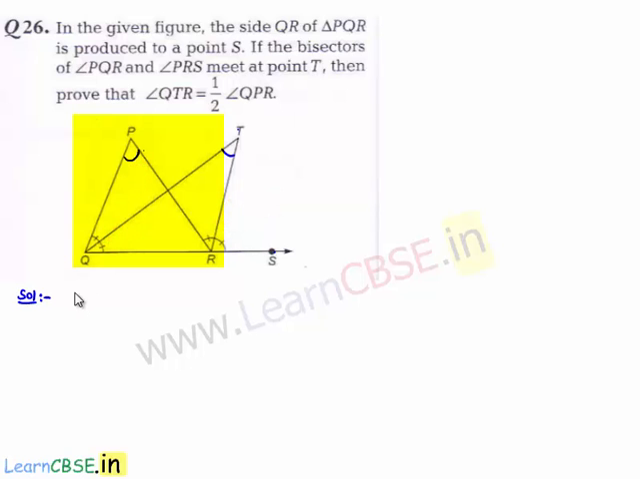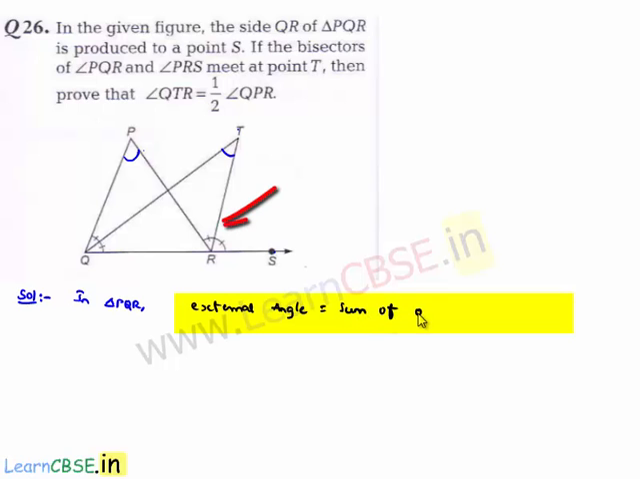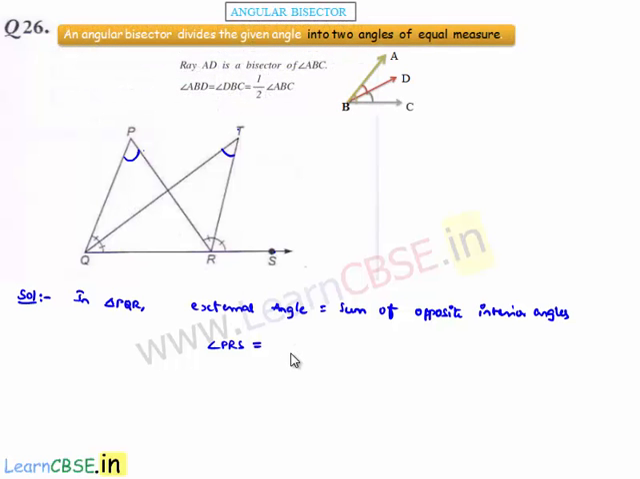Now in solution, let us consider triangle PQR. We know that in any triangle, the exterior angle is equal to the sum of the two opposite interior angles. Therefore here we can say that the exterior angle, which is nothing but angle PRS, is equal to the sum of the two opposite interior angles, that is angle QPR plus angle PQR.